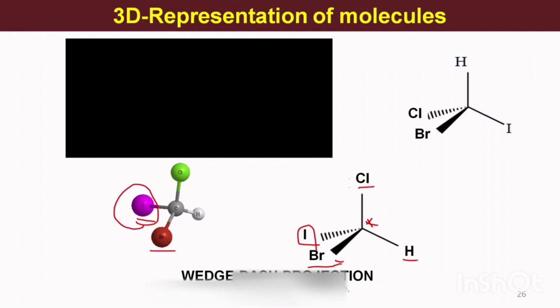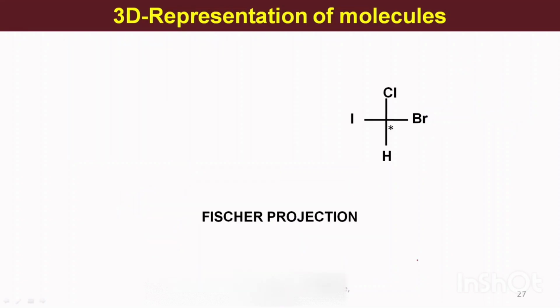So the next one is the Fischer projection formula. In 1891, Emil Fischer devised a method by which three-dimensional objects can be represented on two-dimensional paper. Fischer projection provides an easy way to draw a three-dimensional molecule on two-dimensional paper, and all the bonds are drawn as solid lines, these ordinary lines, around the asymmetric carbon atom.